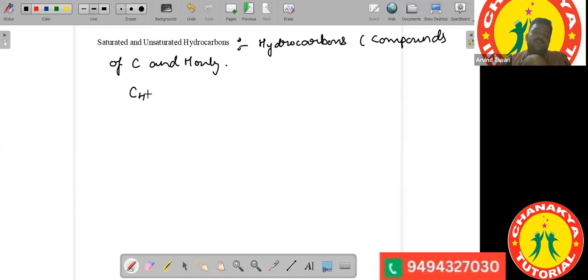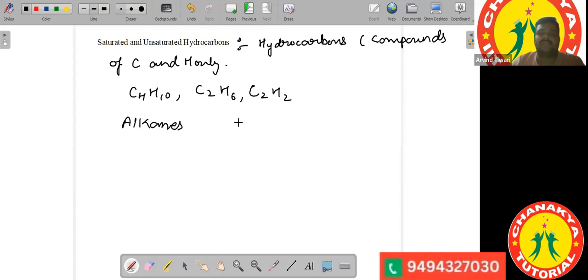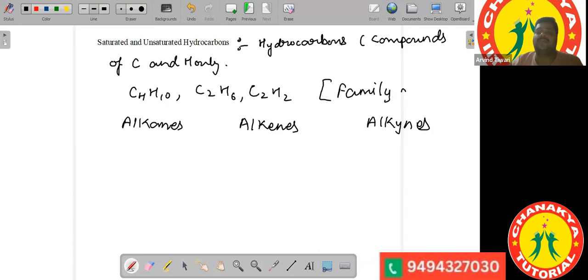For example, C4H10, C2H6, C2H2. All these are hydrocarbons. Now, there is a family of these hydrocarbons. There are three families of hydrocarbons: alkanes, alkenes, and alkynes. So what are alkanes, alkenes, and alkynes? They are the families of hydrocarbons. How many families are there? Three families.